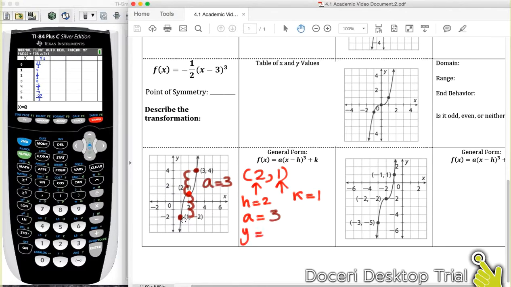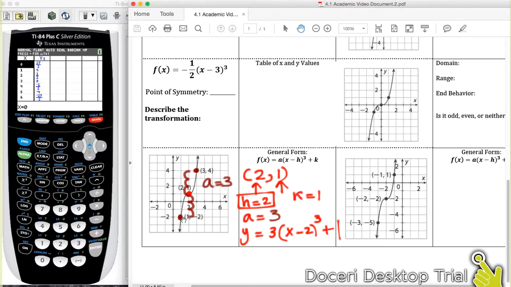So y equals, the a is 3, and then x, remember for the h you always take the opposite. Since it's 2, I put a negative 2 inside the parentheses to the power 3, and then I put the k as it is. The k is plus 1, so I just put plus 1.